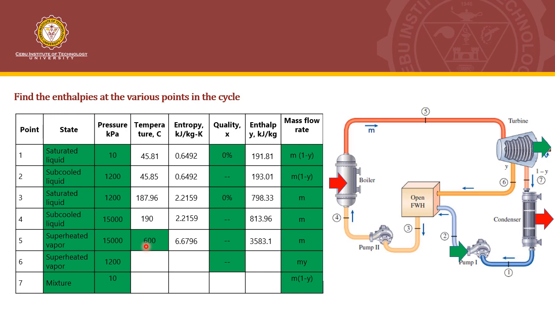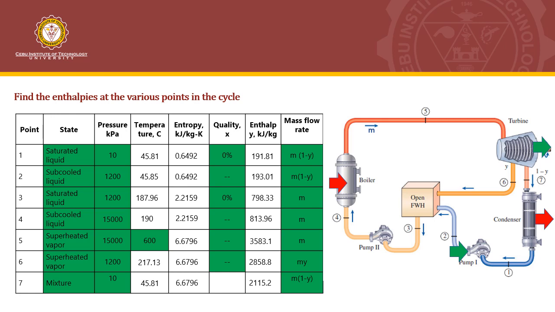For point 6 and point 7, process 5 to 6 and process 5 to 7 is an isentropic process. So therefore, they have the same entropy. So once we have the entropy, we can get the remaining unknown variables. Same also with point 7, it's an isentropic process from point 5 because that is basically the expansion in the turbine. So we can also get the temperature and the enthalpy. If you can observe, the highest enthalpy in the cycle is point 5.